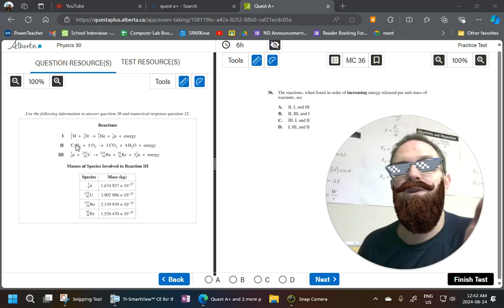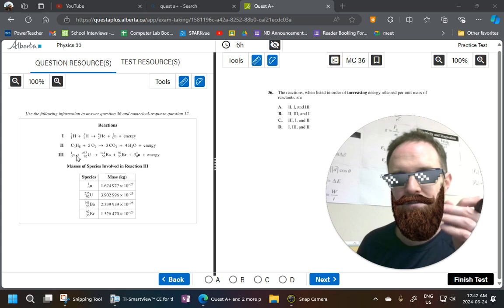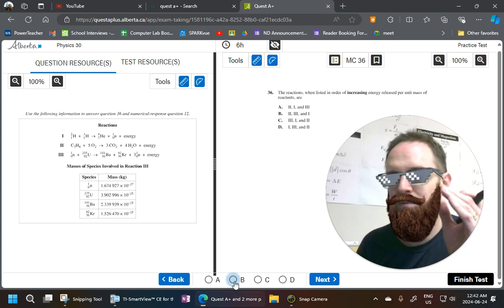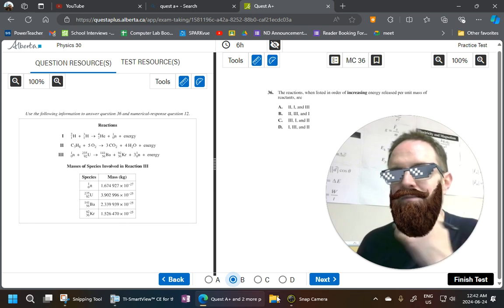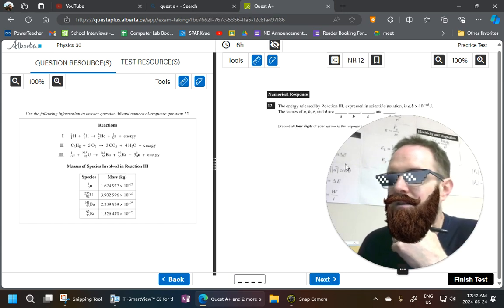Okay. Then remember it goes fission, then fusion. So fission is 3. We got a big guy becoming 2 smaller ones. So it's got to be B. Fusion's 2 smaller becoming a bigger. Okay. How much energy is released?